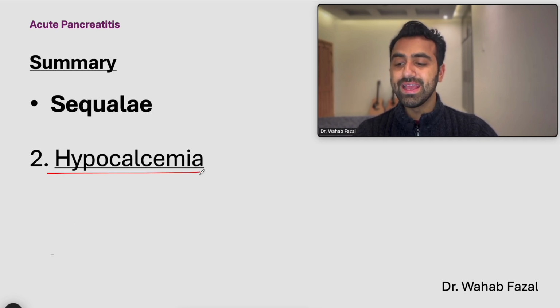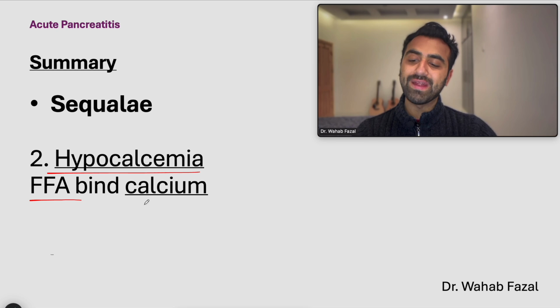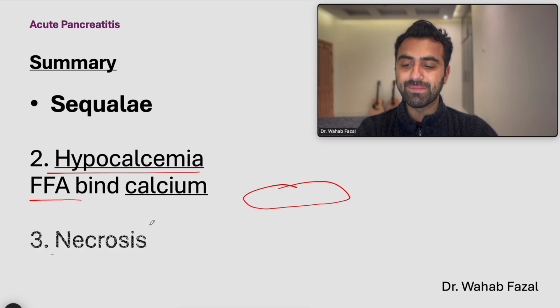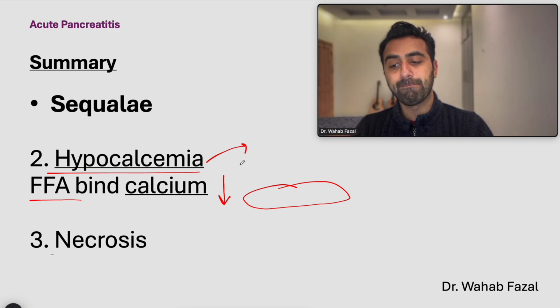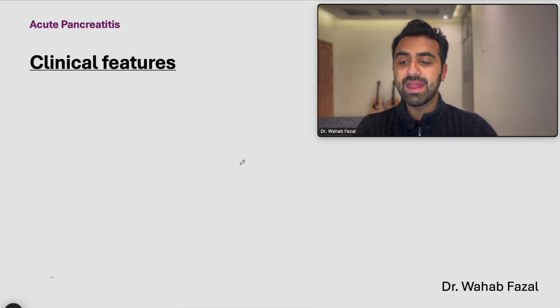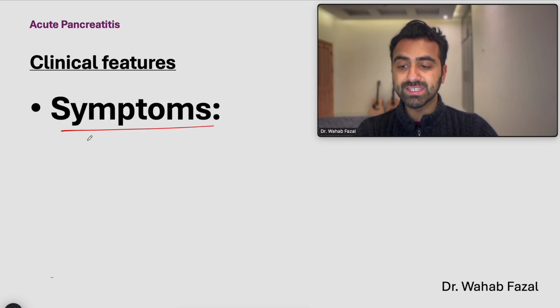But other sequelae is hypocalcemia. The free fatty acids that are released by the breakdown of the peripancreatic fat around the pancreas bind the calcium and lead to low calcium in the body. Remember, hypercalcemia can cause pancreatitis. Pancreatitis can cause hypocalcemia, which is low calcium. Then necrosis as well. What are the clinical features that I want you to remember?